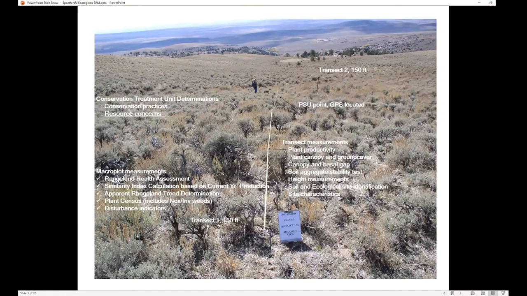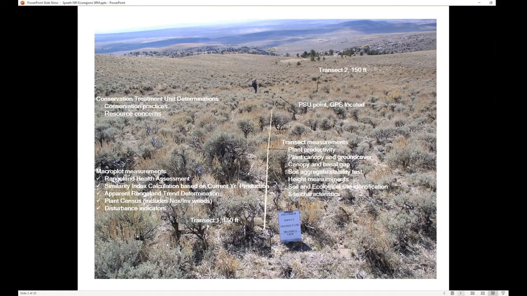We do the rangeland health assessment of the three attributes on the macro plot. We do rangeland trends, a full census of identified plants, assigning a density value to them, and then we record disturbance indicators along the transect. A variety of data is collected, from plant productivity, canopy cover, soil stability tests, to plant heights, with pretty in-depth protocols in the field.